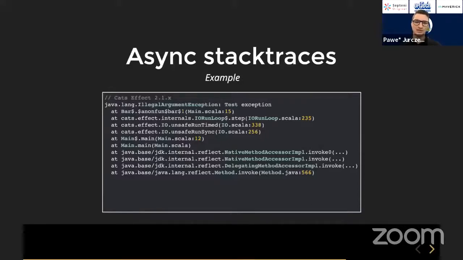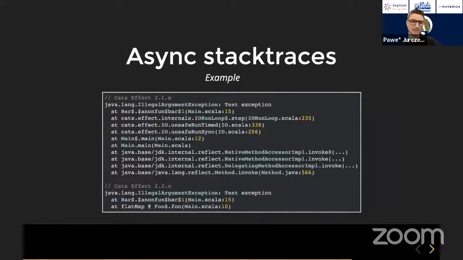However, it turns out that the stack trace you see comes from Cats Effect 2.1, which is not the latest version of Cats Effect. The latest version is Cats Effect 2.2, and asynchronous stack traces were introduced in Cats Effect 2.2. And how will the stack trace look there, or already looks there, because it's released. Okay, so this is the stack trace I got in Cats Effect 2.2.